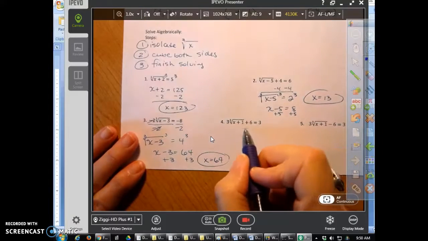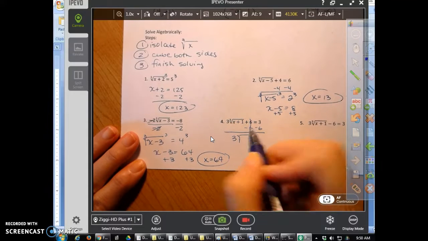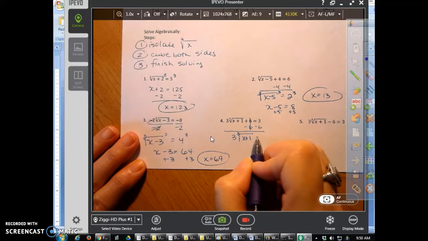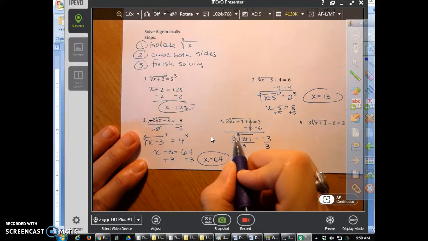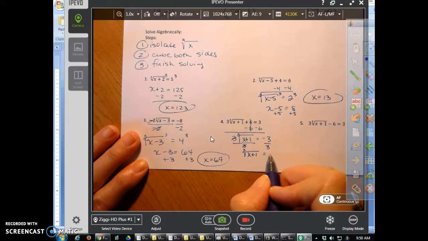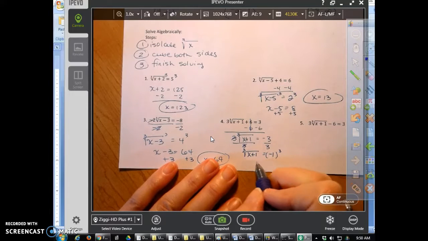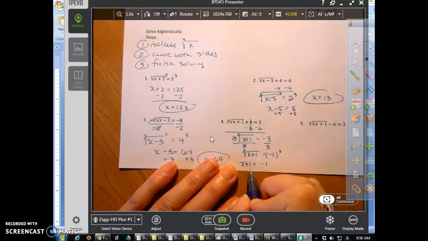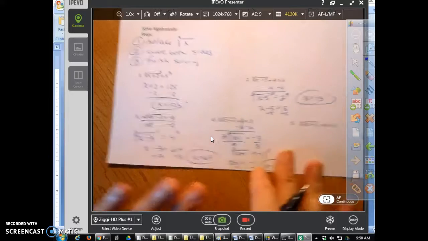Number 4 here, subtract 6. Bring down everything else, so that will clear out to a 1. And I get -3, and then I divide by 3, giving me -1. And when I cube -1, it gives me -1. So I end up with x plus 1 is equal to -1. Subtract 1, x is -2.